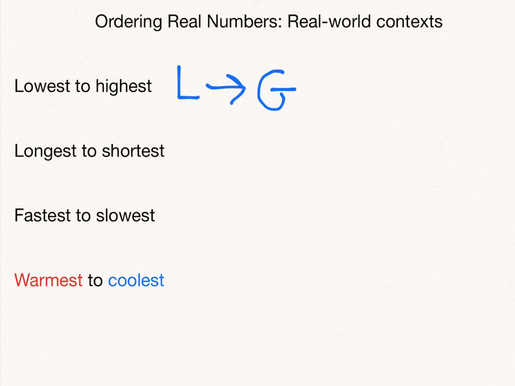Next one, longest to shortest. Longest to shortest is greatest, the same as greatest to least. The longest amount, whether you're going on a drive or you're measuring something, a longer distance or a longer length means that the value is higher. Shortest means the value is smaller. Now we'll look at fastest to slowest.